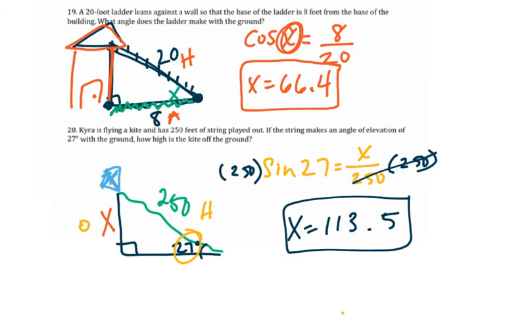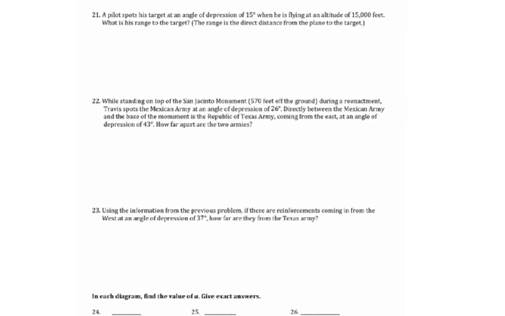Last page. Close to the last page at least. 21. A pilot spots a target at an angle of elevation, whatever. It's always a right triangle. We're going to draw a right triangle. So a pilot spots his target at an angle of depression of 15. Just put your angle in the bottom corner every time. Makes it easy. When he is flying at an altitude, altitude means it's this length right here. That's how high he's flying in the air. Like here's his little airplane. So altitude is always the height from the ground, straight up.